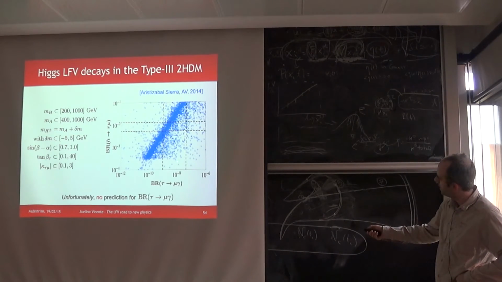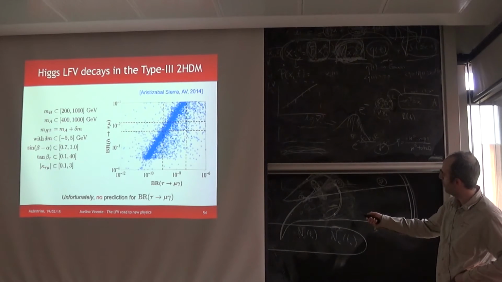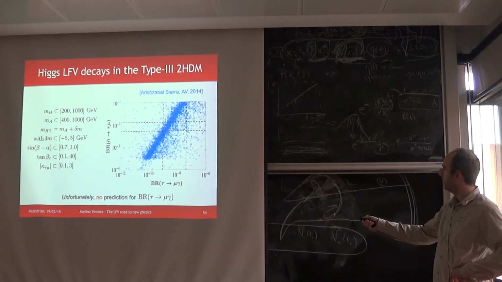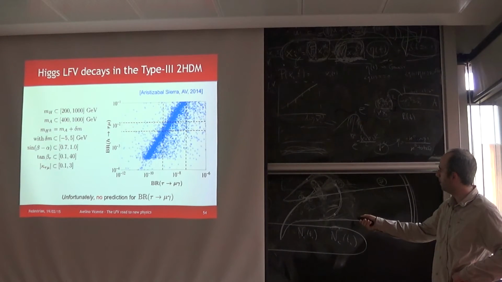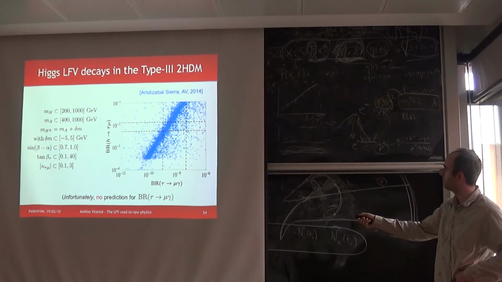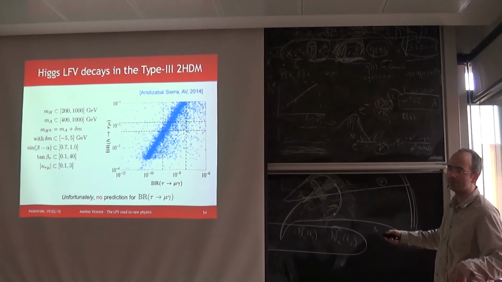But given that the current limit for tau to mu gamma is this line, everything which is on the right of this line is forbidden, is already excluded. In principle, you can be in this band, which is the band observed by CMS. So there are points which fulfill the measurement by CMS and are still fine.